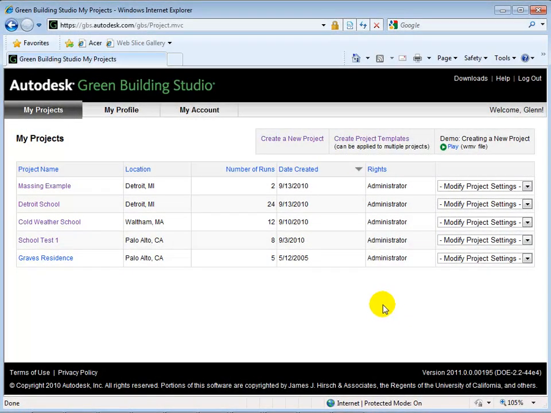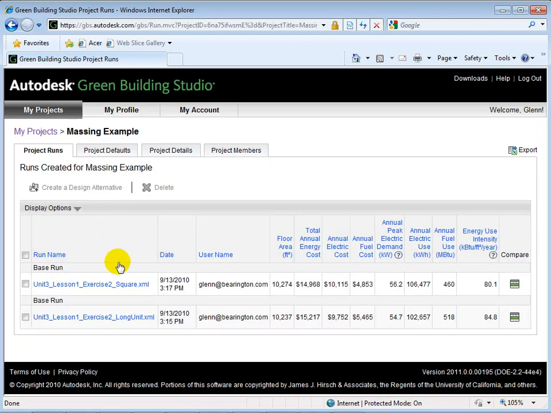When finished, we can click on the project to see the analysis of our two buildings. We are presented with results for both the square and long structure. As we can see, with a similar floor area, we have different values for annual energy cost, annual electric cost, annual fuel cost, annual peak electric demand, annual electric use, annual fuel use, and energy use intensity.